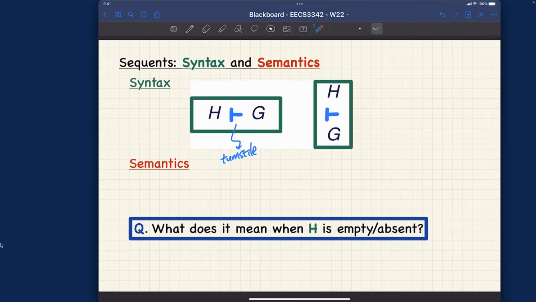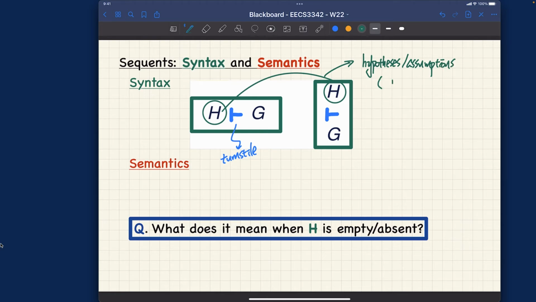So let's annotate right away, okay? So we talk about this part over here, the H over here, and also the H over here in both forms. So these two over here are so-called hypothesis or assumptions. And what's really important for you to note is they are a set of predicates.